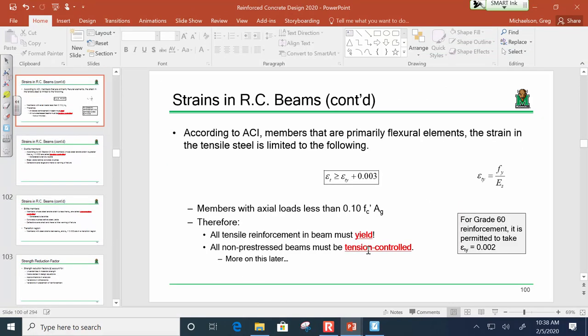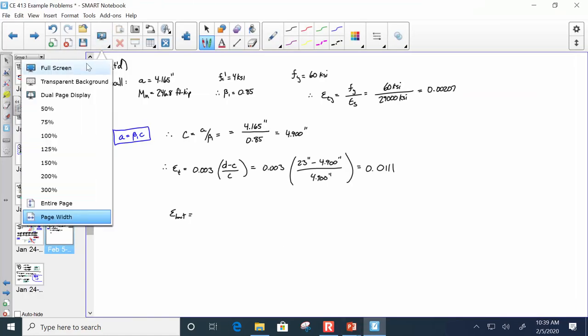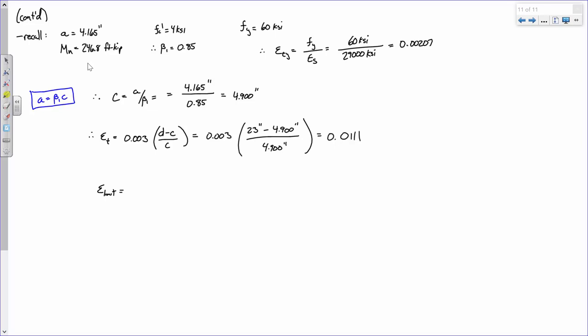So, again, according to ACI, members that are primarily flexural elements, so primarily beams, and like I said, when I say primarily beams, we have plenty of elements in buildings that are being bent and pushed on. So it could be both. So members with very little axial load, the strain has to be bigger than this. And so this is what I'm saying is the limit, the strain at yield plus 0.003. Okay?